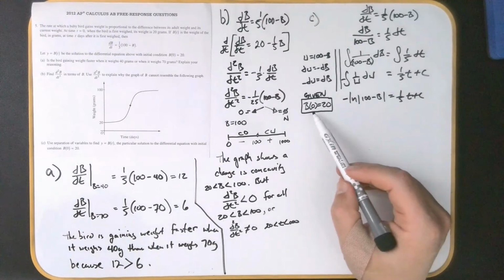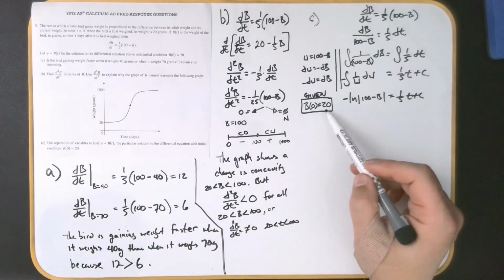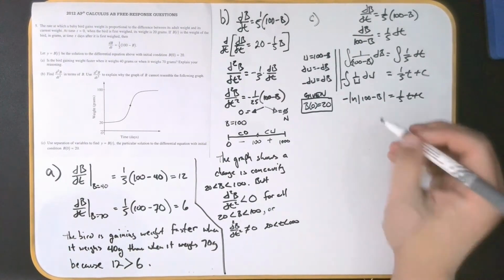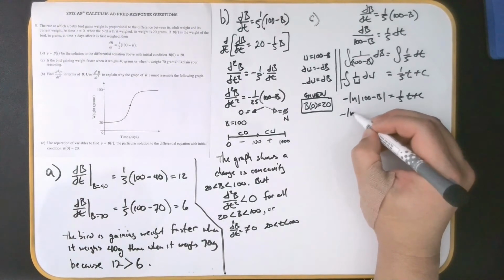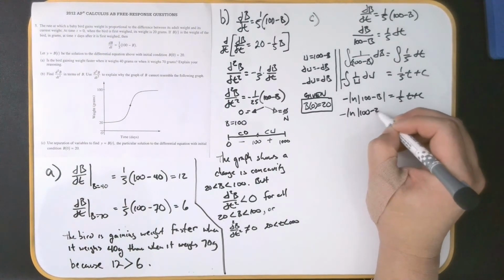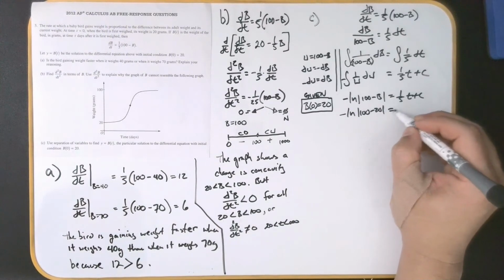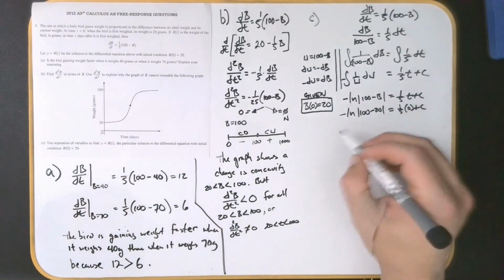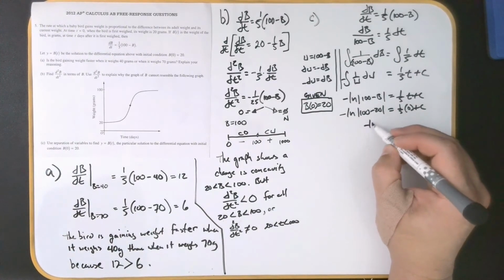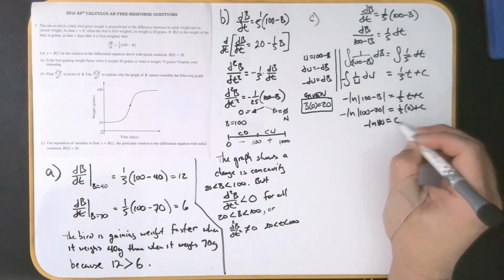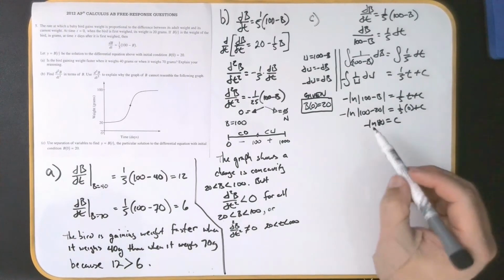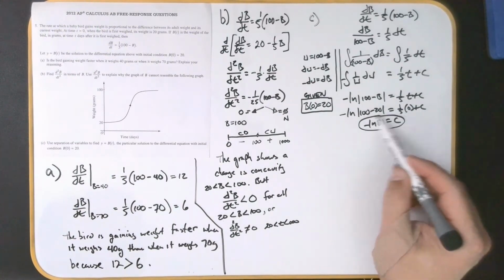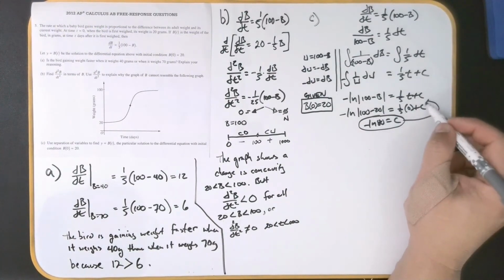So that just means time is 0, and that b is equal to 20. I'm going to substitute those in there. So I'm going to say negative natural log of 100 minus 20 is equal to 1/5 times 0 plus c. Simplify that down, I get negative the natural log of 80 is equal to c. And I'm going to take that value and sub it back in right there.